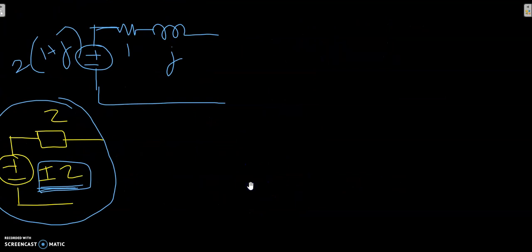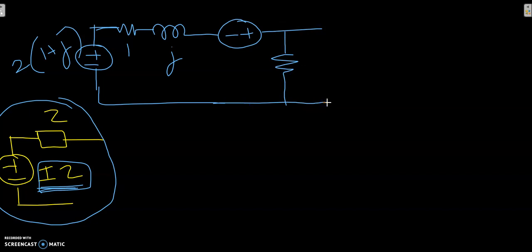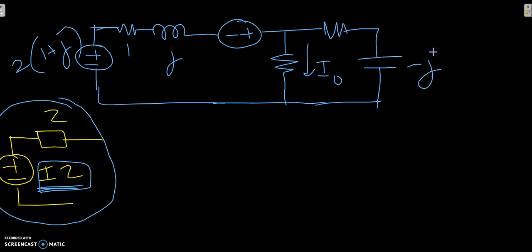Now I draw the remaining part of the circuit, which is a voltage source here, and there is a resistor through which I intend to find the current I naught. There is another resistor, and then there is a capacitor. So minus j, 1 and 1. Okay, so this is our circuit.